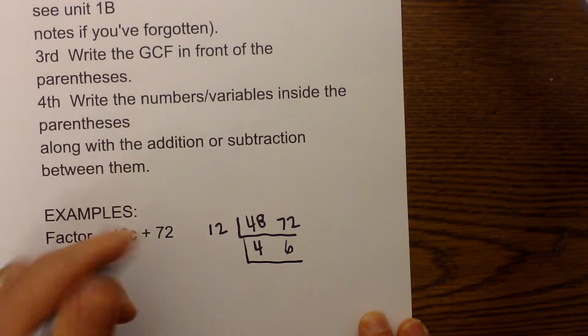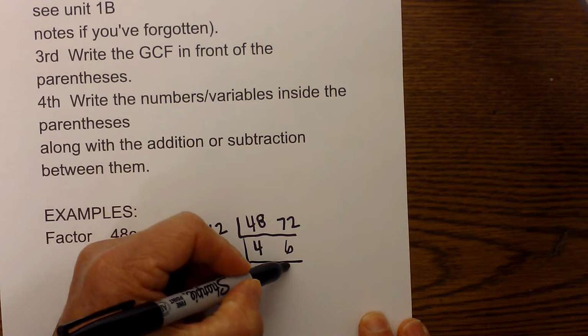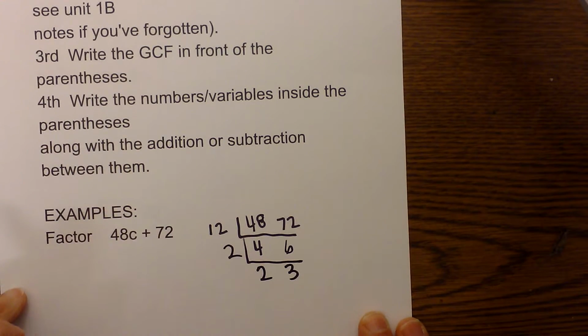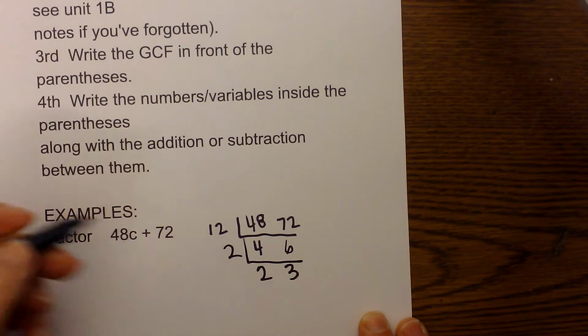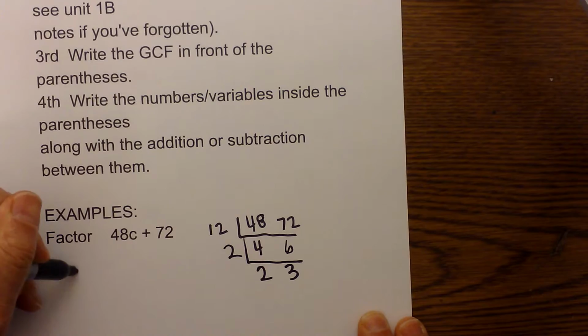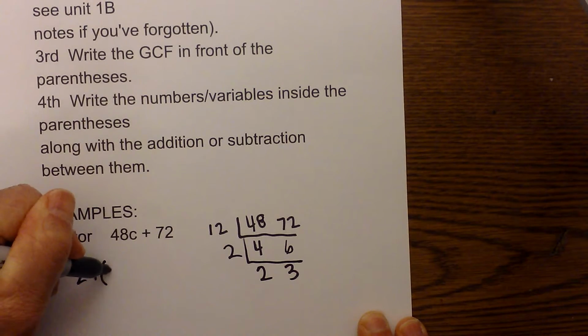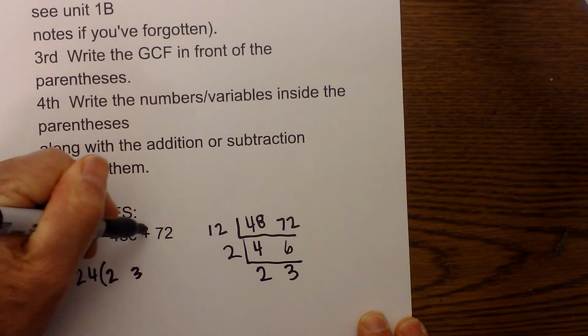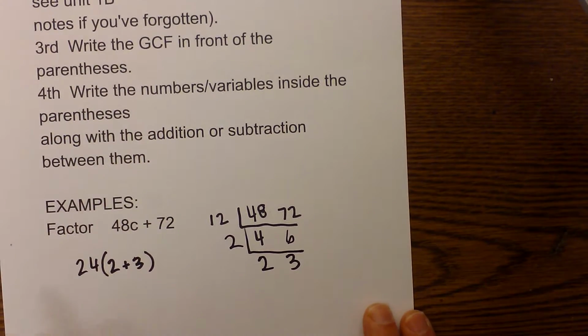I'm going to draw another sled, and I know that 2 goes into both of those, and that will be 2 and 3. So now, to get the greatest common factor, I just multiply these two numbers on the outside of the sled, and that is 24. I write the parentheses, I write 2 and 3, and then the sign. And so there it is.